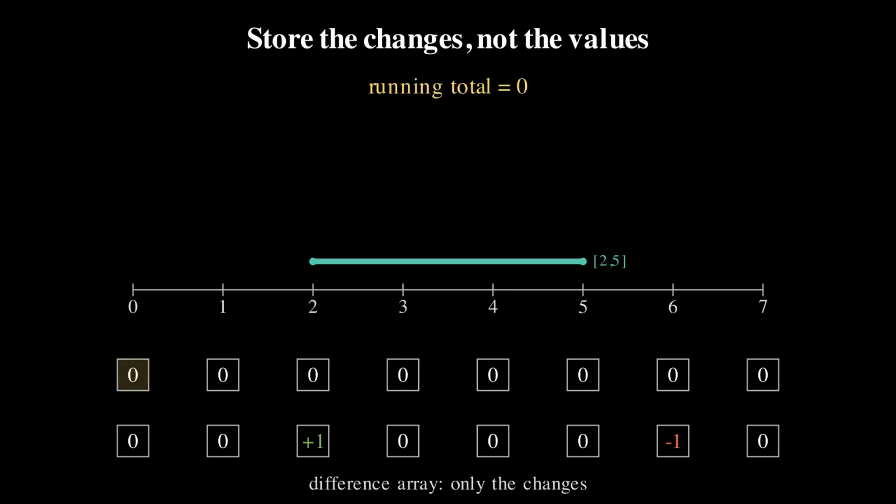Now sweep left to right, carrying a running total, and at each position add whatever change sits there. Watch it rebuild the exact contribution from just 2 marks. That running total is the prefix sum.